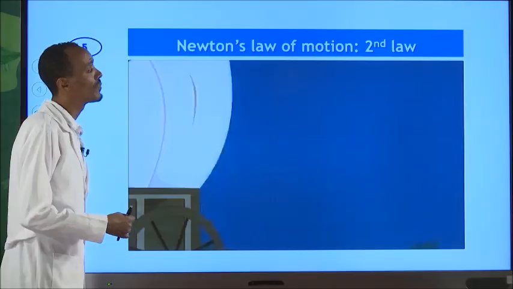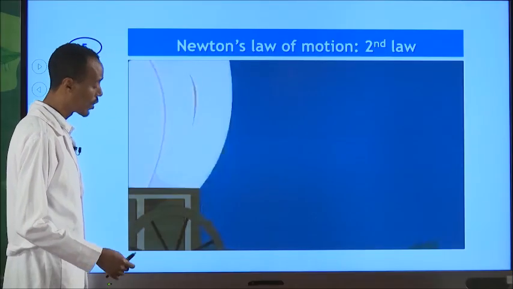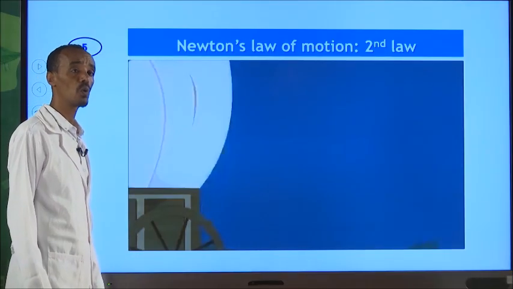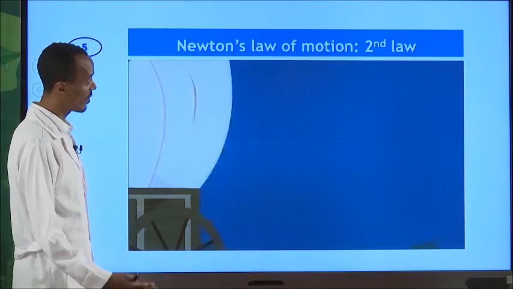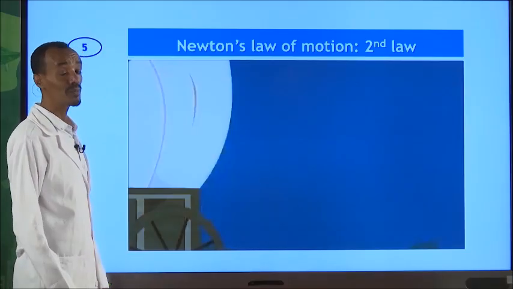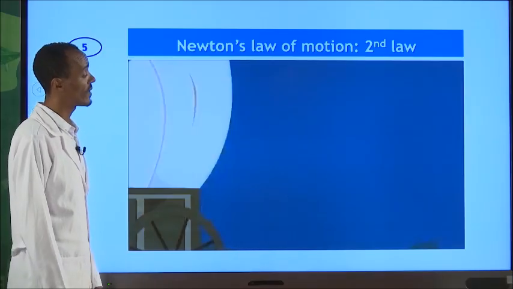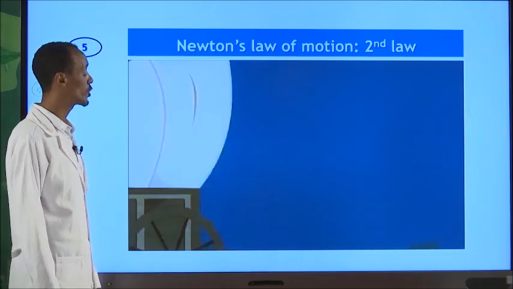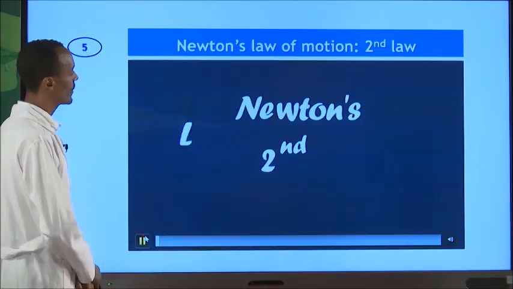Now let's come to Newton's second law of motion, which we call the law of acceleration, and sometimes it is referred to as the basic law of motion in mechanics.